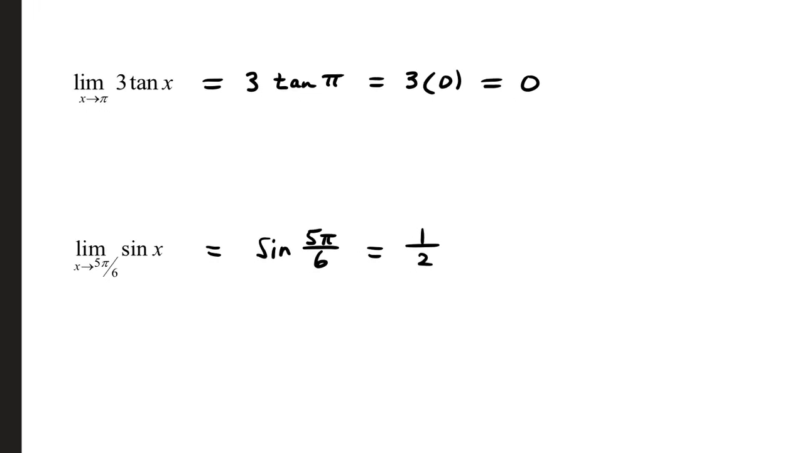In our last 2 limits, tangent is defined except for the odd pi/2's. For this one, we're just simply trying to investigate the function value when x approaches pi. Tangent of pi is well defined and it has a value of 0. So 3 times 0 is 0. That's this upper left limit.